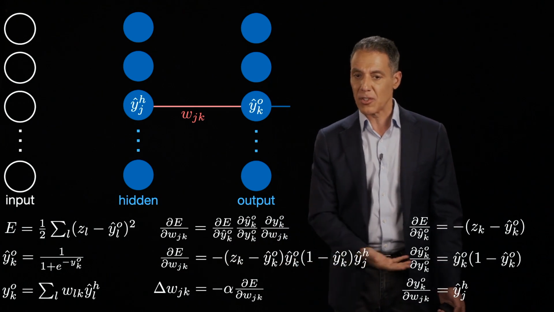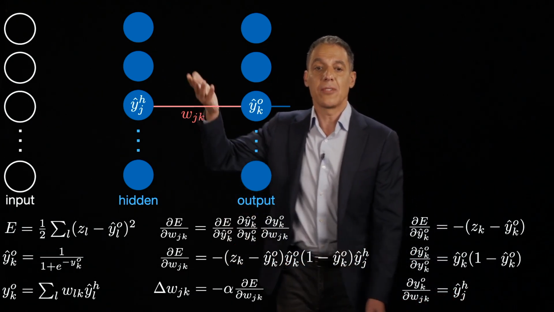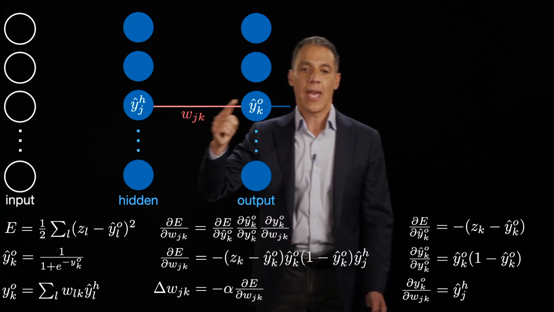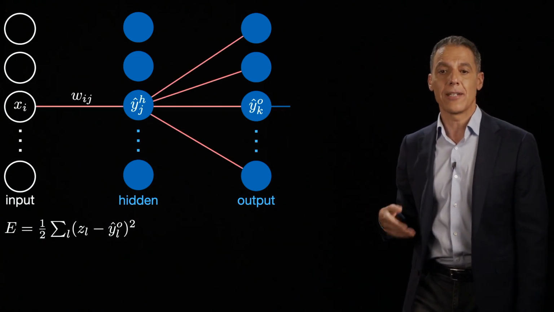Not that bad, it's just a bunch of calculations, but of course all that is just for one weight. Now I could have done that for every single one of these links between a jth hidden and a kth output, which I will have to do for a fully connected network.